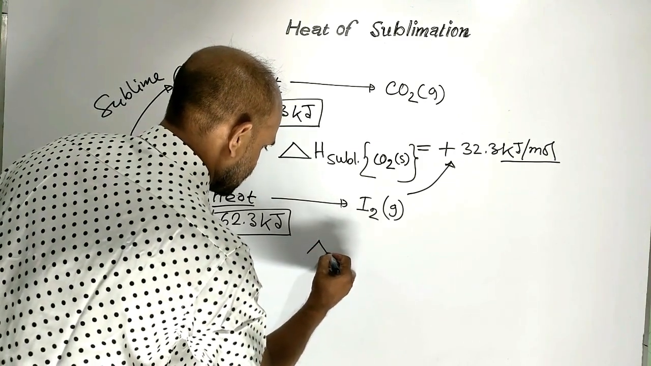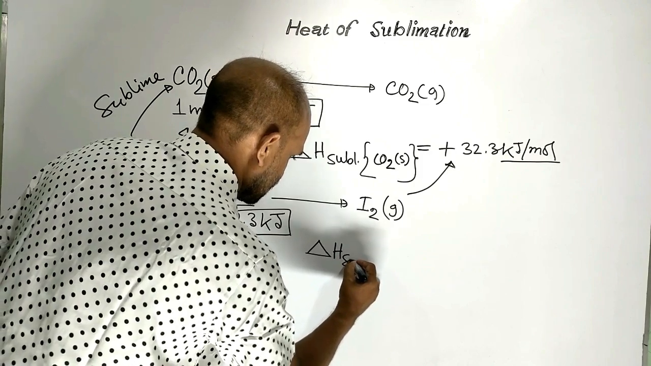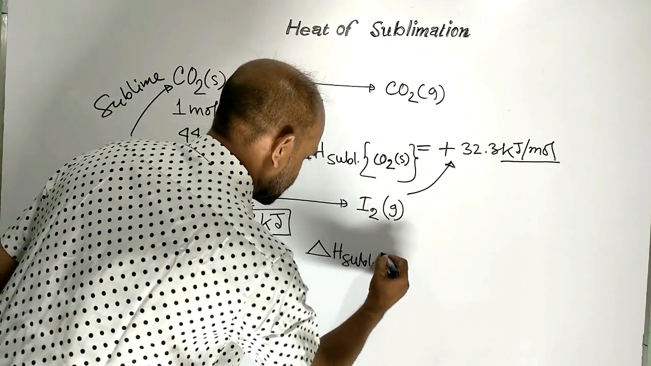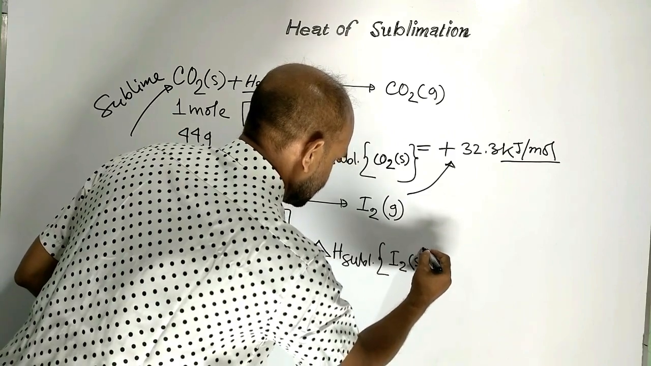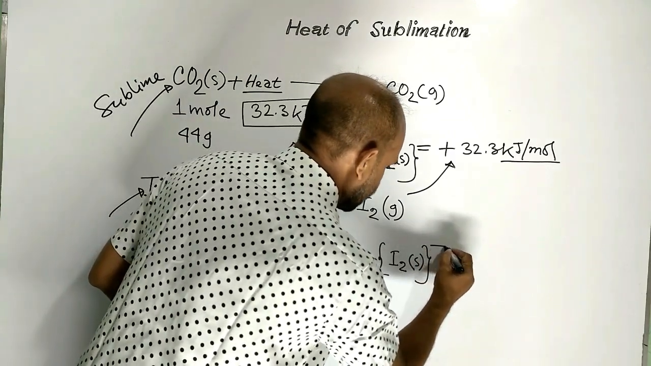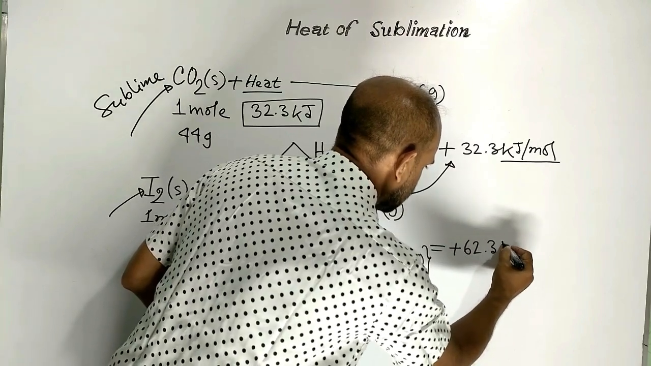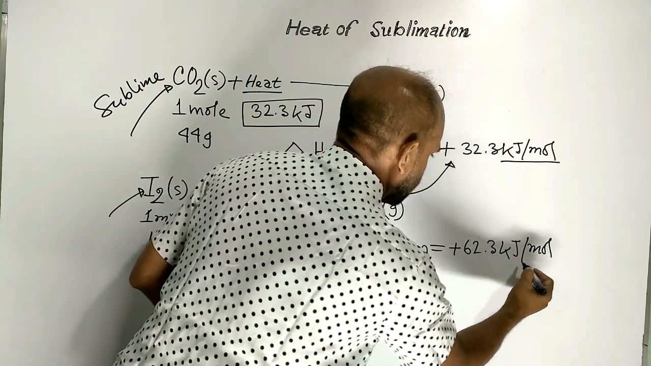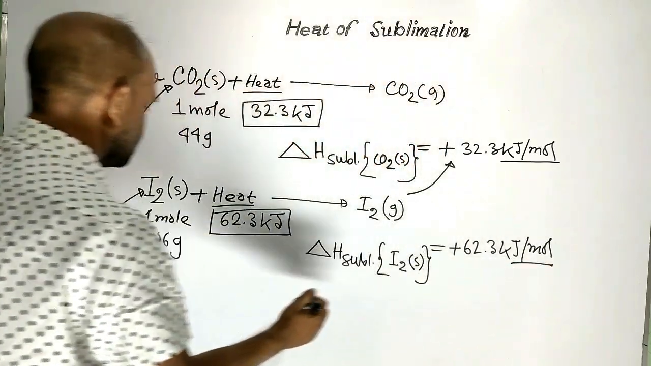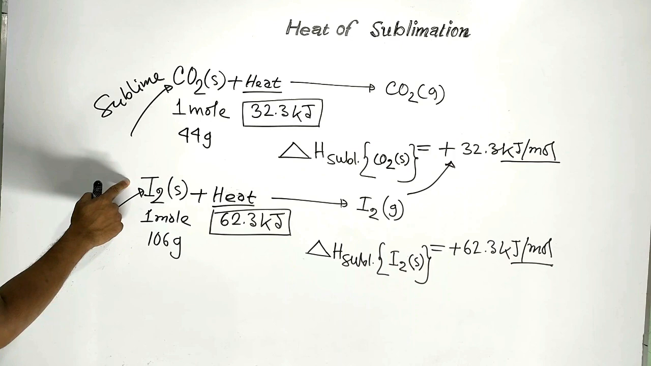Heat of sublimation is denoted by delta H sublimation. Here, for solid iodine, the value is plus 62.3 kilojoule per mole. Per mole, because here 1 mole sublime is used.